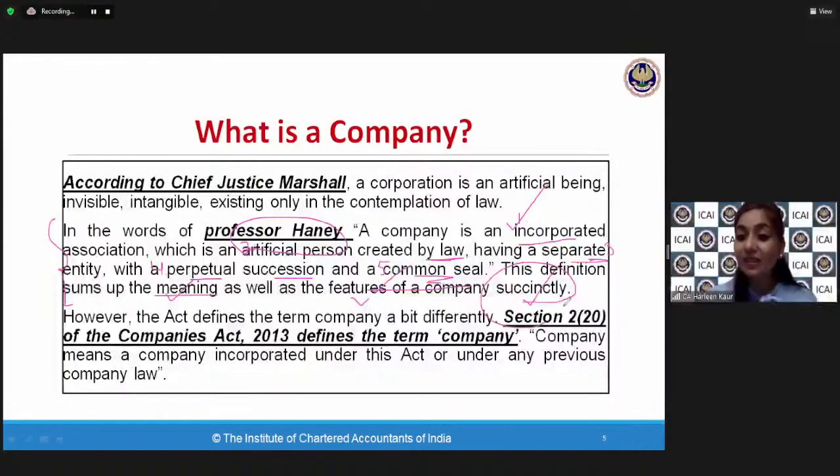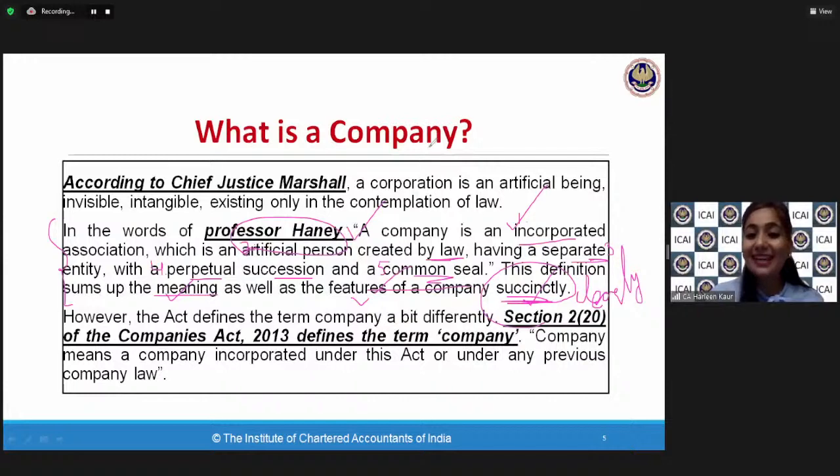This is actually what the features of a company are. Company has a separate legal existence. It's a body incorporated. It has a common seal. It has perpetual succession. It is an artificial juridical person. These are the features of a company. So if you ask me, ma'am, which definition we should learn, I think this is the ideal definition because it sums up the meaning also and it helps you to remember the features of a company also. Succinctly means clearly, as written in the study material also. So it clearly sums up all the meaning as well as the features of a company.